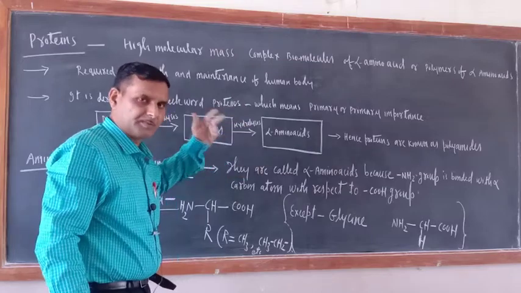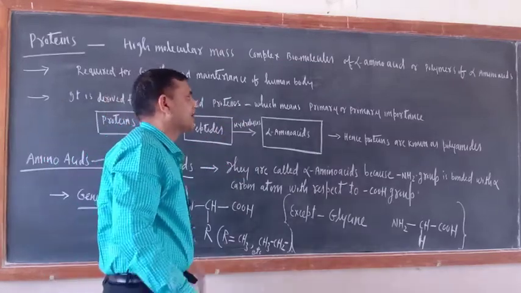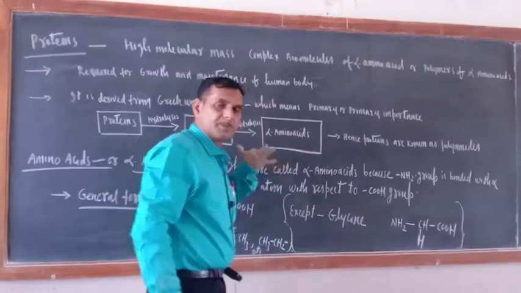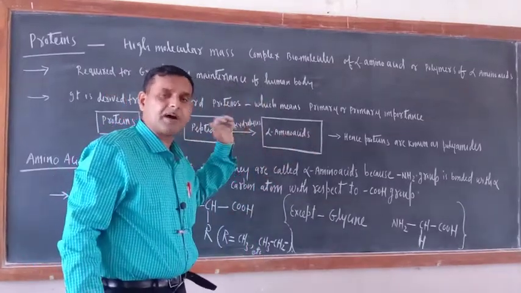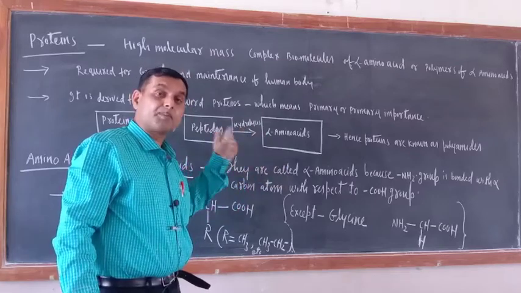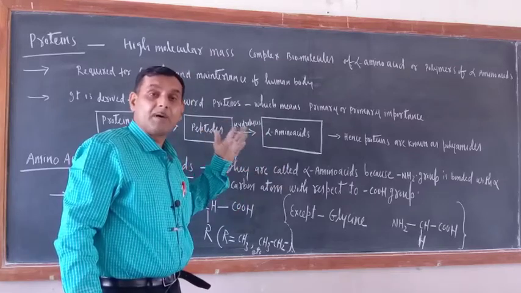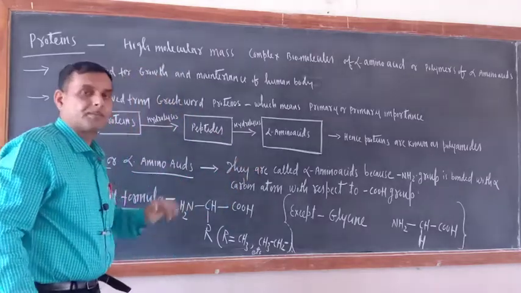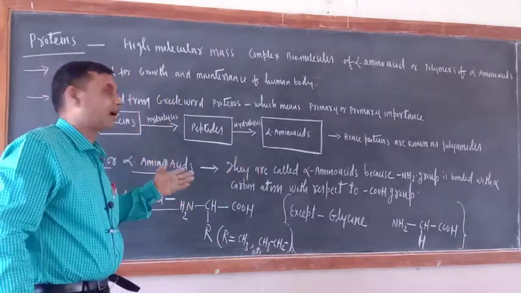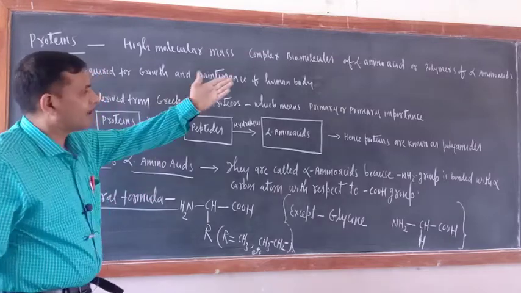We'll explain what the meaning of alpha amino acids is. This line indicates that they are made up of alpha amino acids. So we can tell proteins are the biopolymer of alpha amino acid. Proteins are the biopolymers of alpha amino acids.